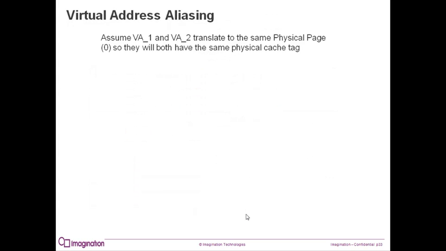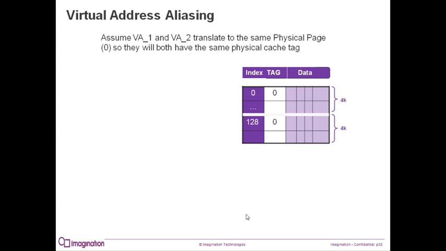This overlap can mean that two different virtual addresses mapped to the same physical location in memory can have two different entries in the cache, so the cache can end up with two different data values for the same physical memory.